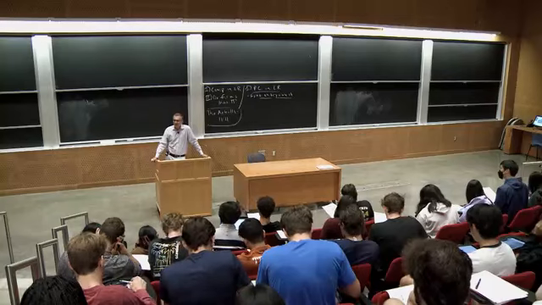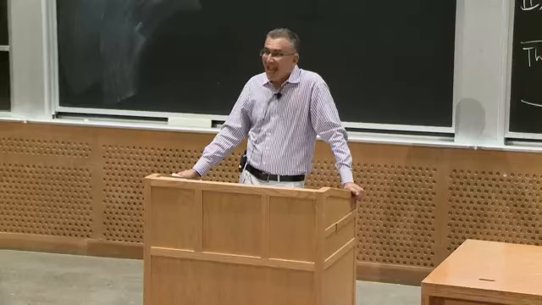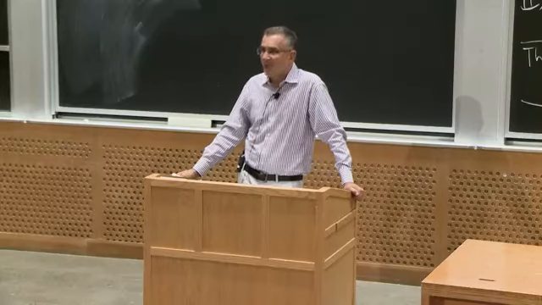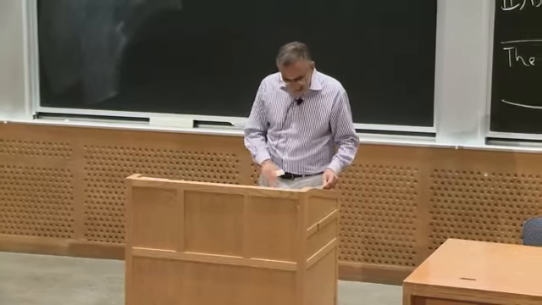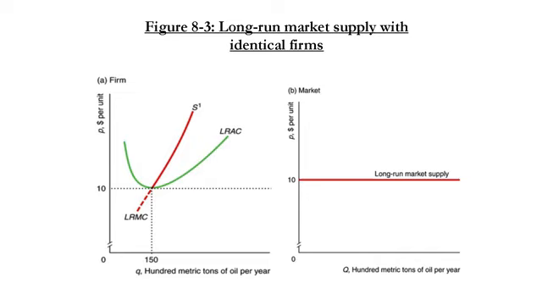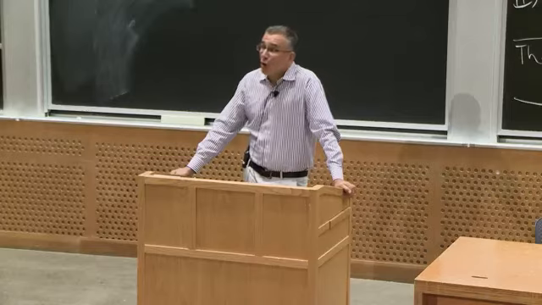This is the lesson that we derive, which is entry will happen until profits are zero, and exit will happen until profits are zero. So what does that mean? Profits are zero in the long run. So in the long run, go to figure 8.3. The long run supply curve is flat. Each firm will be pushed to produce to the point where price equals minimum average cost. Each firm will be pushed to produce to the point where marginal cost equals average cost.